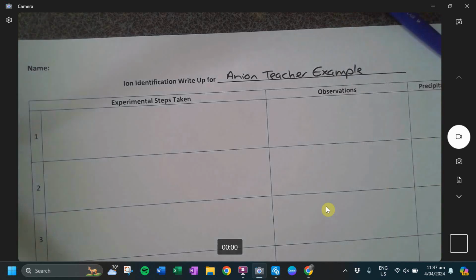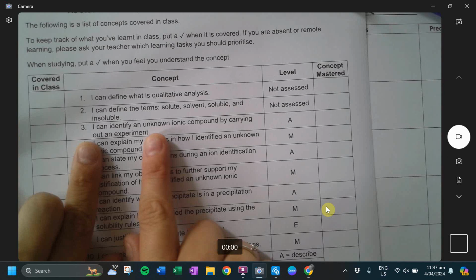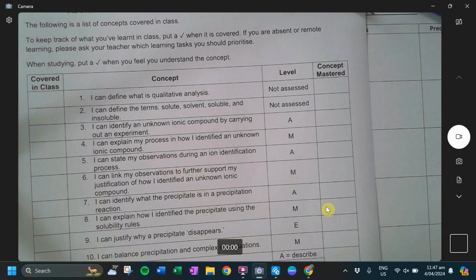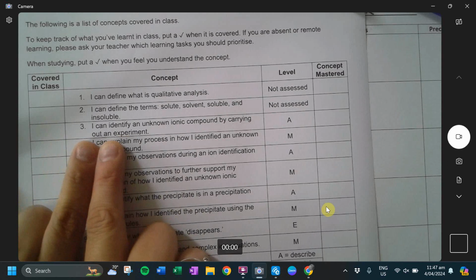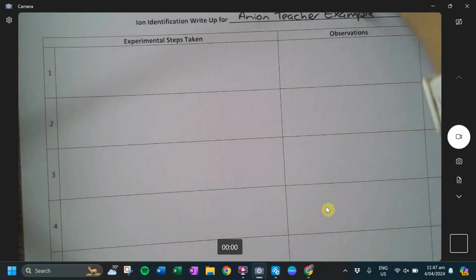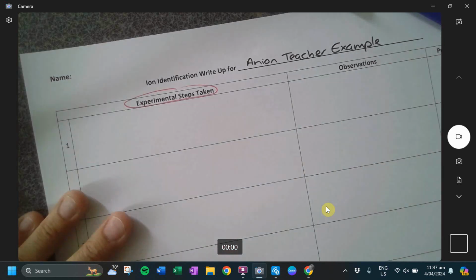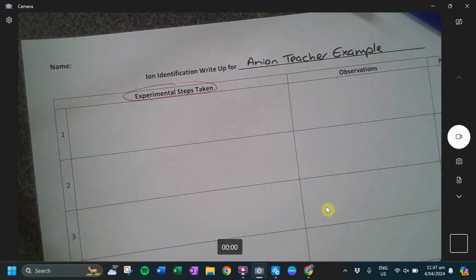Okay, so looking at our assessment criteria, we are going to be basically covering number, I think, 3 through 10. Yes, 3 through 10. I only wrote 4 through 10. I meant 3 through 10. If you notice, number 3 is I can identify an unknown ionic compound by carrying out an experiment. So that is going to be these experimental steps here. You need to write down step by step what you are doing as one of our achieve criteria.